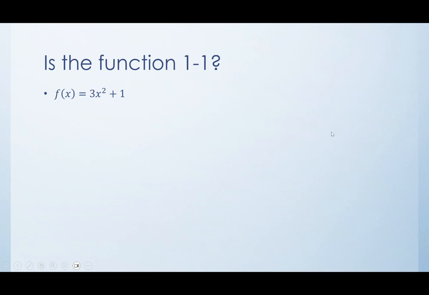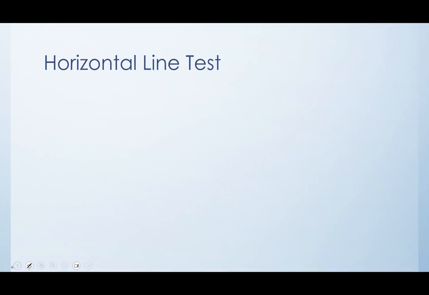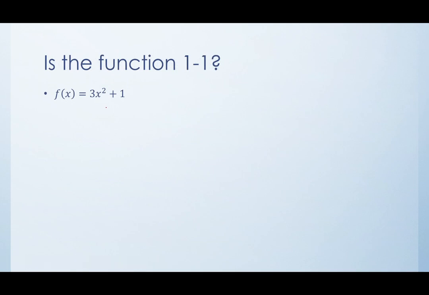So what about this one? All right, this time we've got f of x equals 3x squared plus 1. So we saw two examples where we did prove that it was one-to-one. You might suspect that this one we're not going to be able to show that. So let's see if we can actually write.